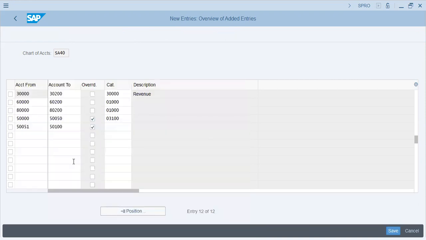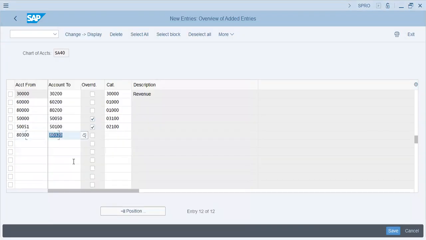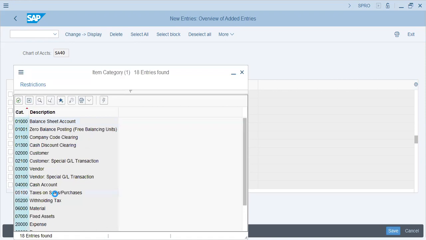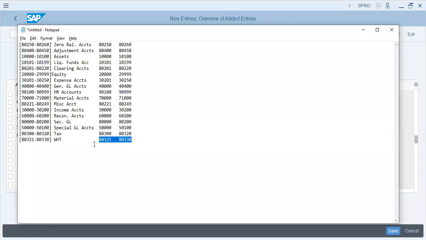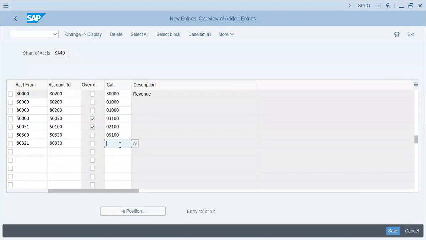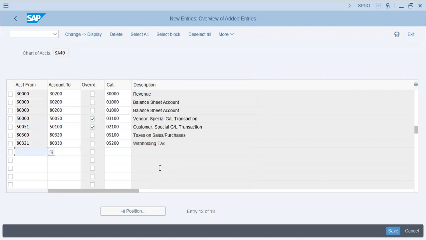Customer special GL, tax on sales and purchases, and last is withholding tax. Withholding tax. Enter. Acha ji. Now what is override and what is special GL? Let me explain that.